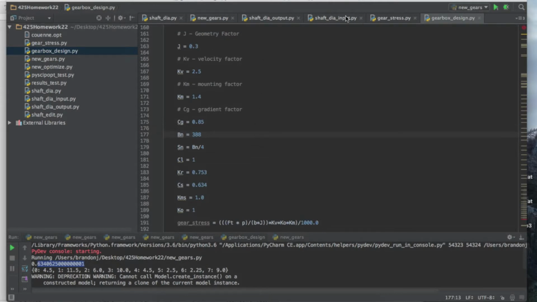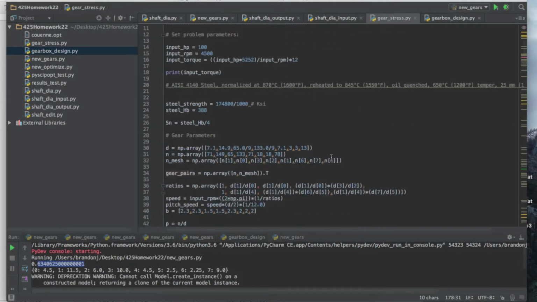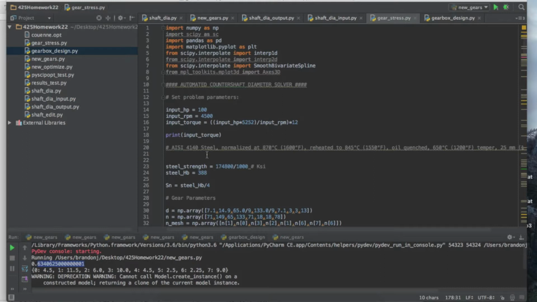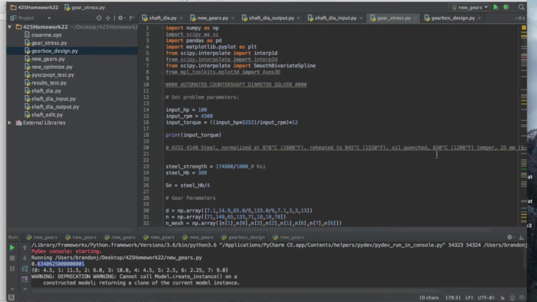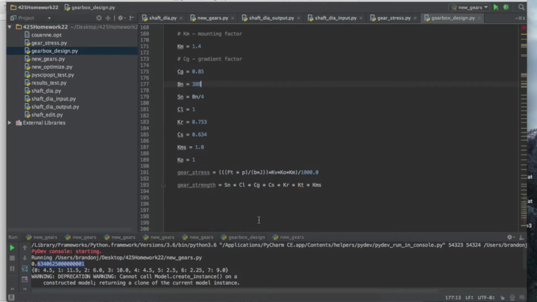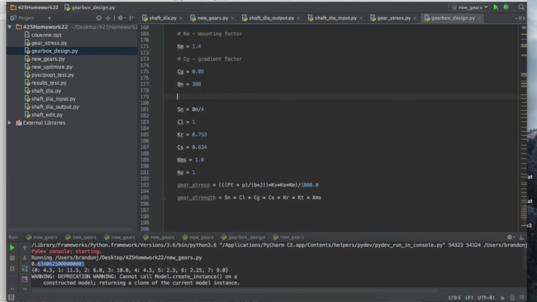We're getting that from, we're going to be using AISI 4140 normalized steel, oil quenched, 25 millimeter. So these are the steel properties here. So we're going to be using about 174.8 KSI and 388 for the Brinell hardness. So 388. KT, temperature factor, just put that as 1.